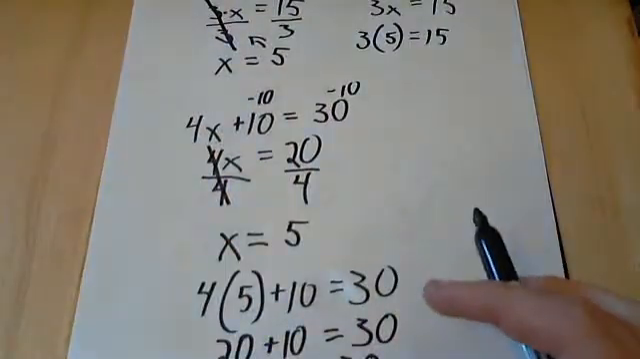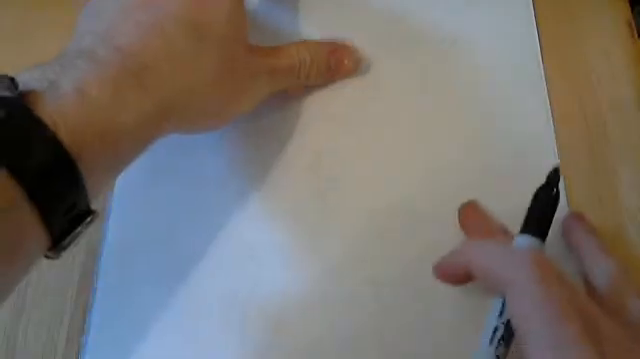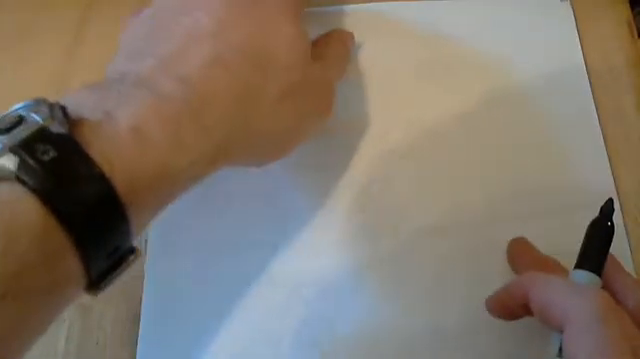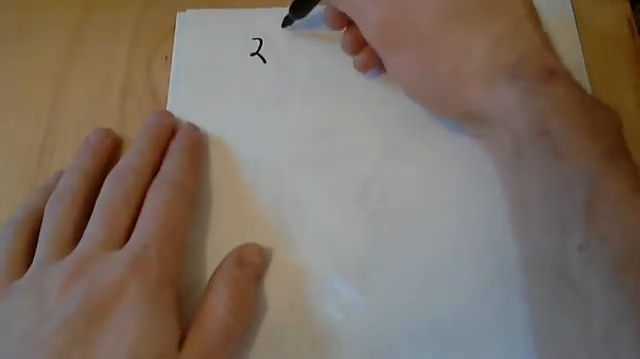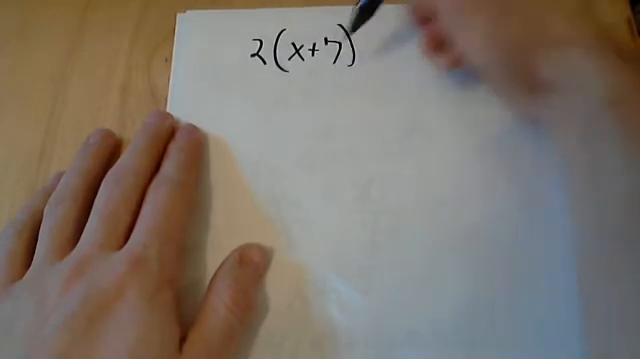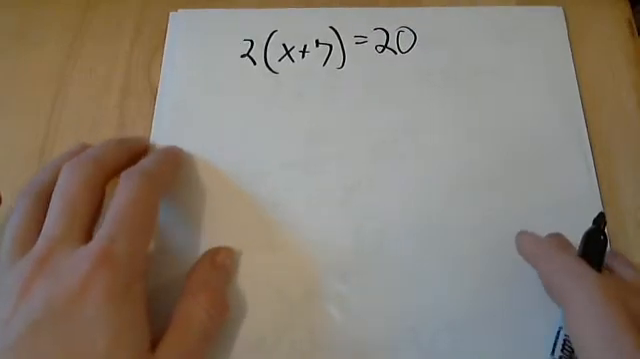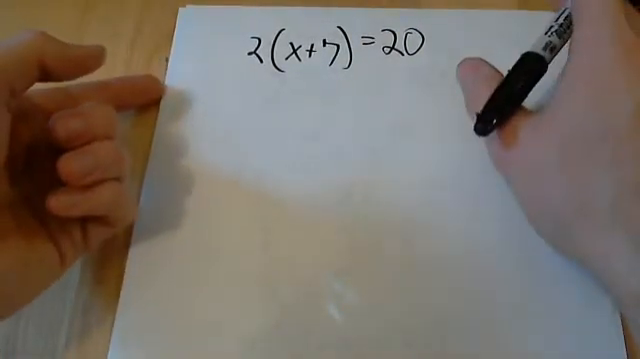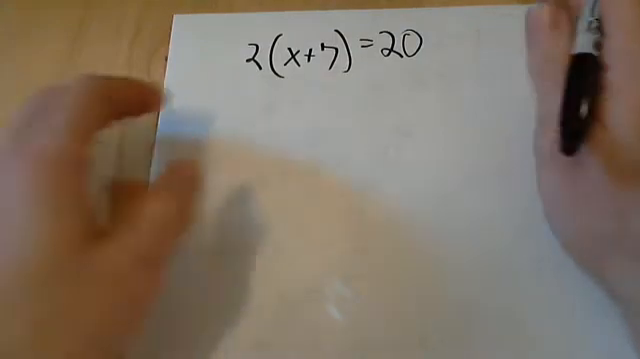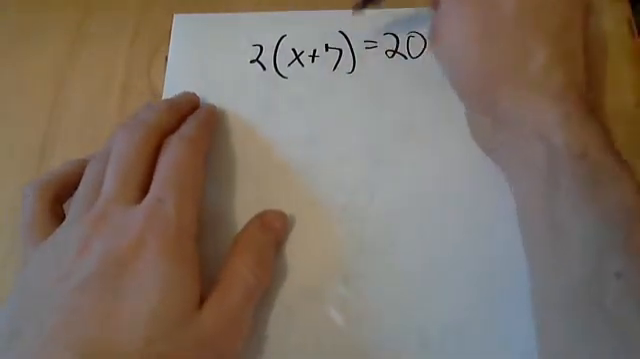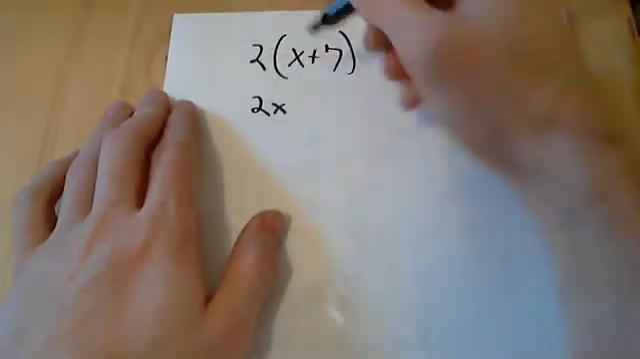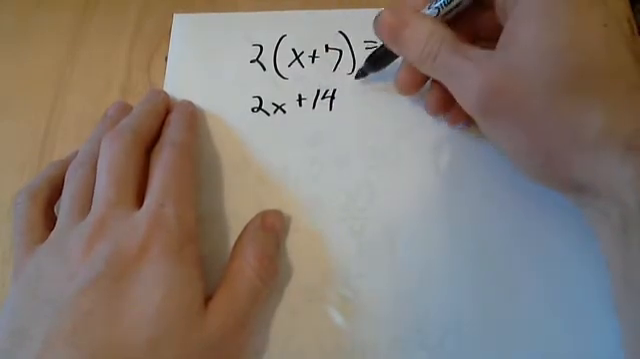So now let's keep going with this and get a little bit more complicated. I'll give you a couple more examples here. So let's go 2 times x plus 7 equals 20. Now this is why the distributive property was important to learn, because now we're going to end up using it to solve equations. So we're going to distribute this 2 through this whole thing and end up with 2x plus 14 equals 20.